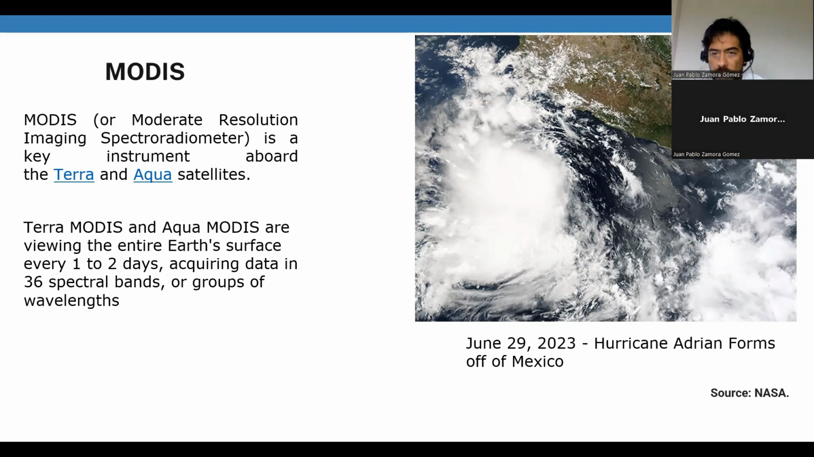It is important to consider that Terra's orbit around the Earth is timed so that it passes from north to south across the equator in the morning, while Aqua passes south to north over the equator in the afternoon. And this data improves our understanding of global dynamics and processes occurring on the land, in the oceans, and in the lower atmosphere.